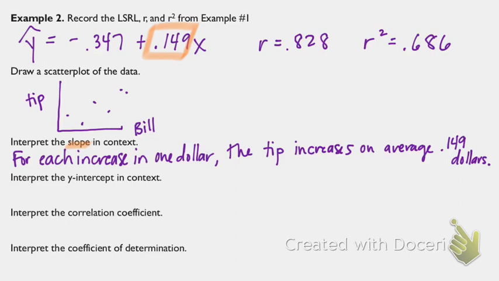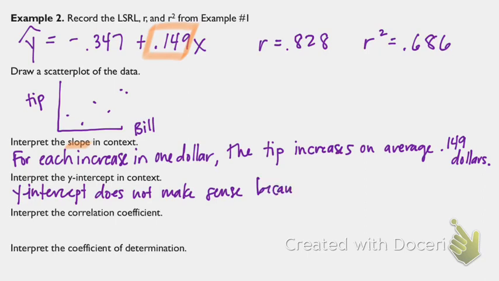Okay, the y-intercept. When our bill is $0, we tip negative 34 cents. But we said that doesn't make sense. So I would say the y-intercept does not make sense because you can't have a negative tip.